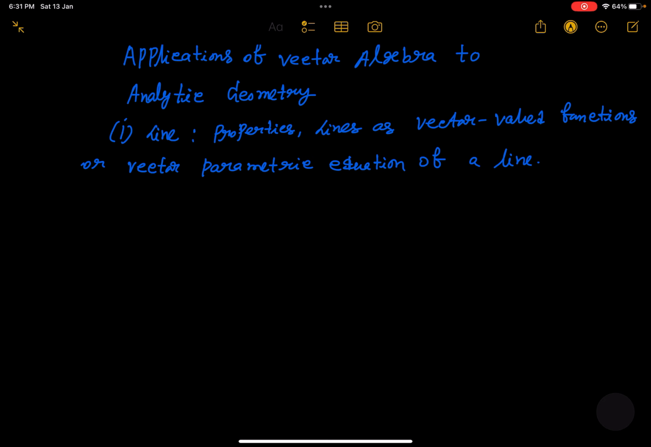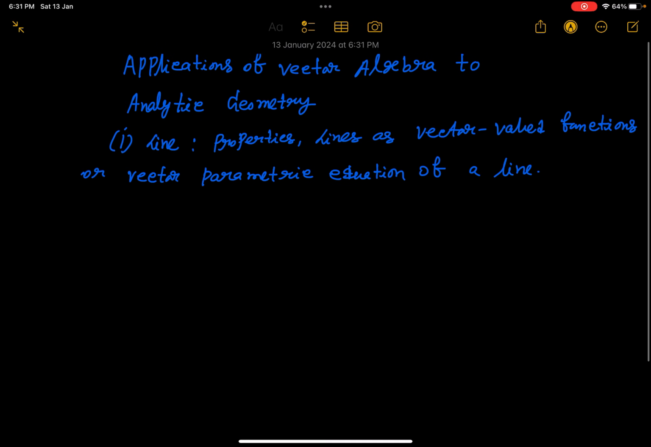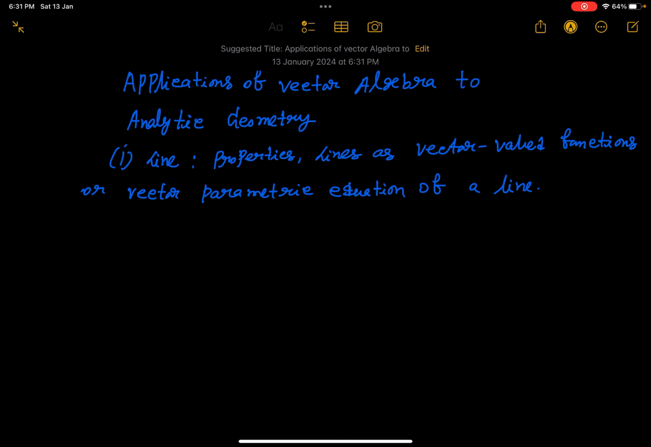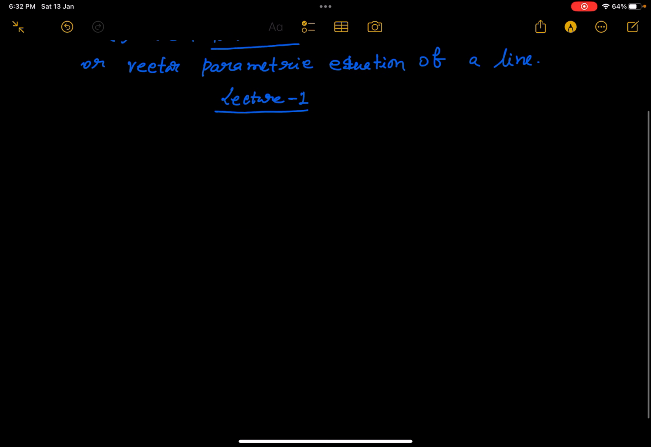So let us first, at least in this lecture, try to understand some properties of lines. So let us just name this as lecture 1 for applications. So what is a line?